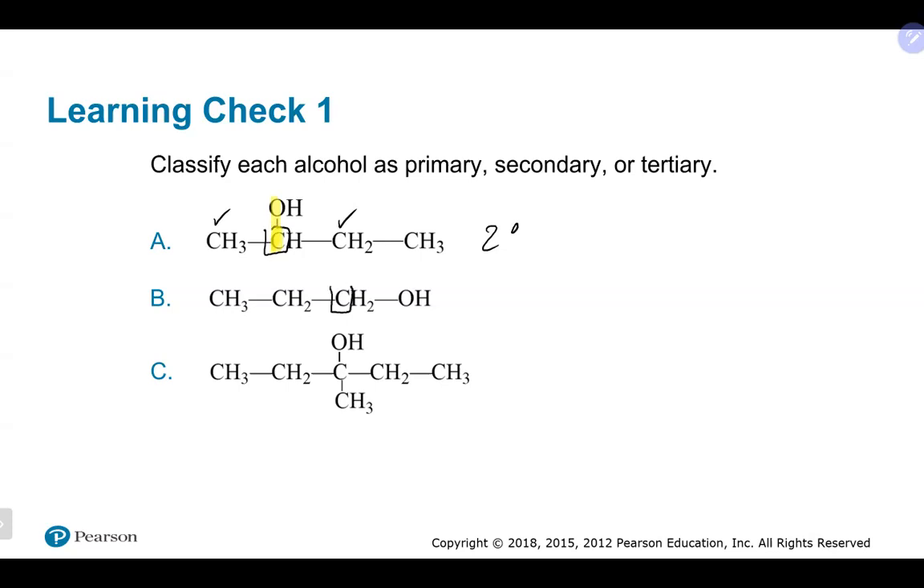This carbon is the one that has the OH attached to it, and directly attached to that is only 1 carbon, which means this is a primary alcohol. This carbon is the one that has the OH attached, and directly attached to it is 1 carbon, 2 carbons, and 3 carbons. So this would be a tertiary alcohol. You're not counting from the OH group, but you are counting the carbon that's directly attached to the OH group, and then how many carbons are attached to that. Any questions on how to classify those there?